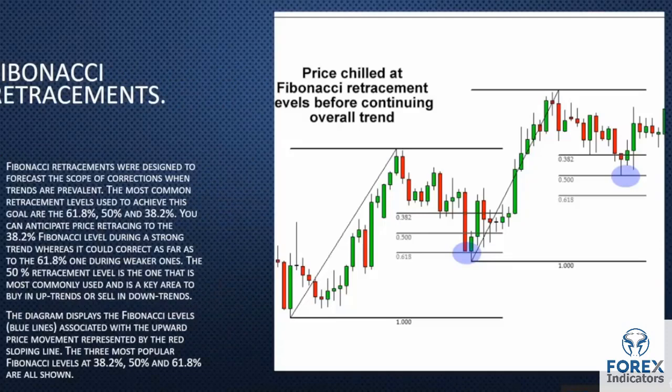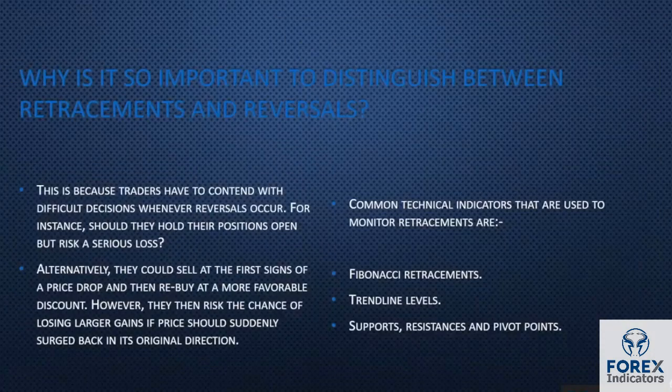Okay. So Fibonacci retracements were designed to forecast the scope of corrections when trends are prevalent. The most common retracement levels can be achieved at 61.8, 50, and 38.2. Now next month we have a class on Fibonacci retracements, and we'll teach you how to put them on charts. But why do they work, and why is it important to distinguish between retracements and reversals?